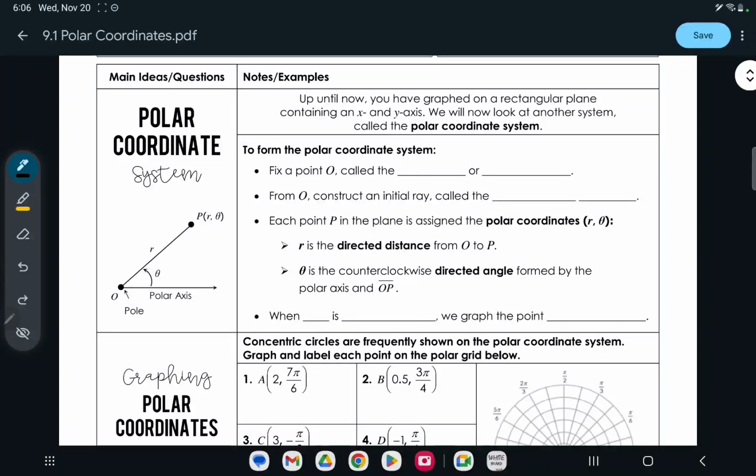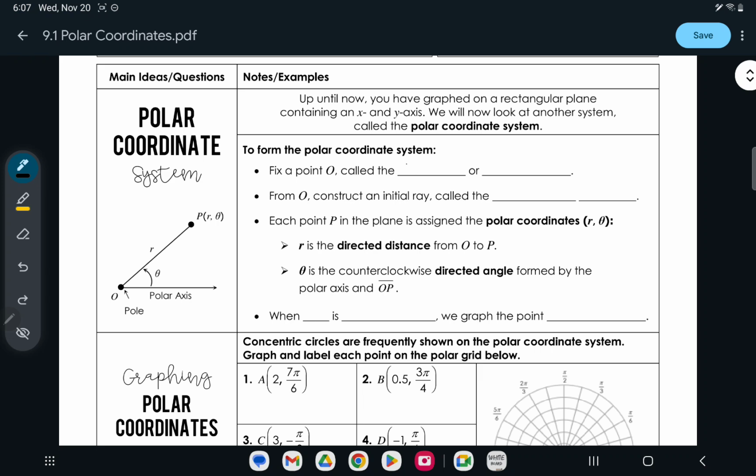All right, we're going to look at something new today, the polar coordinate system. So it's different than the rectangular system we're used to with X and Y. So let's just kind of look at it, okay? So we have this fixed point O. You can kind of think of it as like the origin to kind of compare it to the rectangular system.